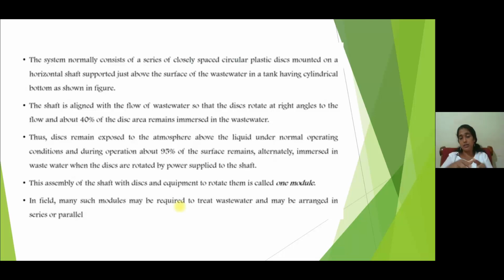When the power is supplied to the shaft, the shaft will rotate, then the disc also will rotate, and the immersed part will come up above the water, and this disc over the water surface will again immerse into the wastewater. This assembly of the shaft with the discs and equipment to rotate them is called one module. In the field, many such modules may be required to treat the wastewater and may be arranged in series or parallel.